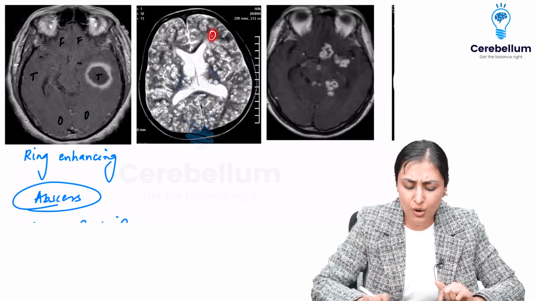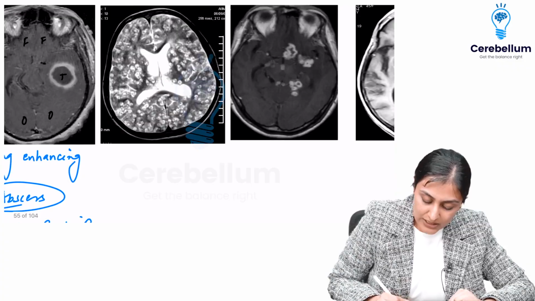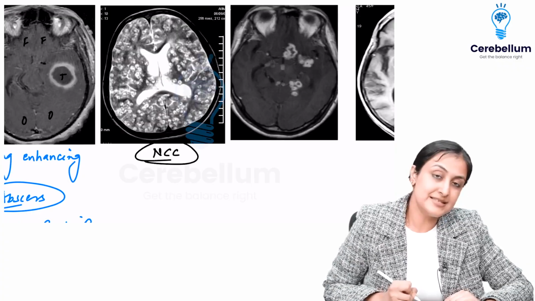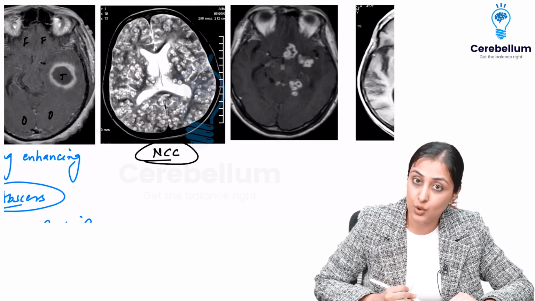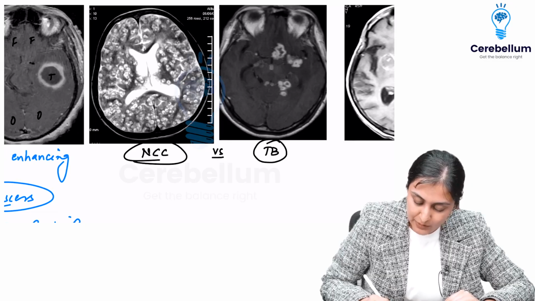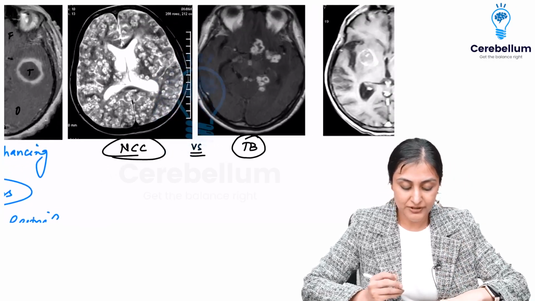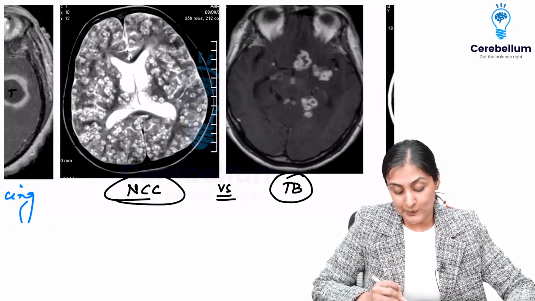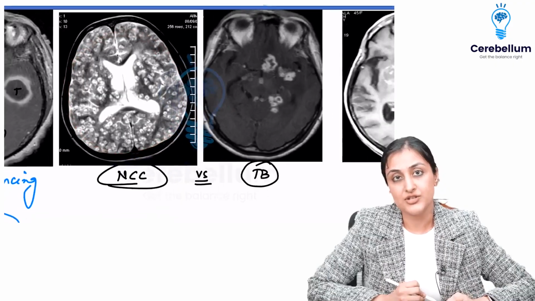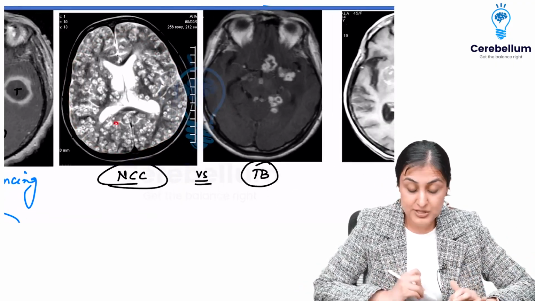If you have small ring enhancing lesions, now there are two considerations. One is NCC, NCC meaning neurocysticercosis, and the second consideration is TB. So what I'm about to teach you is how to distinguish these lesions. This image here is a T2 weighted MRI. We can see these multifocal lesions. It may be single also, it may be multifocal also. So don't always look for multiple.